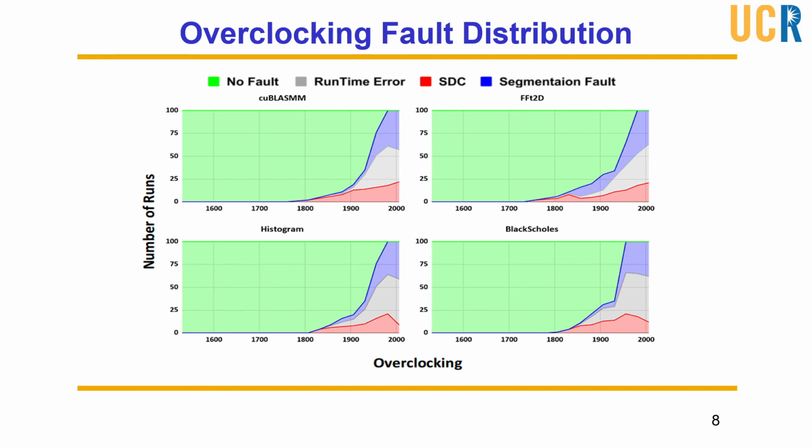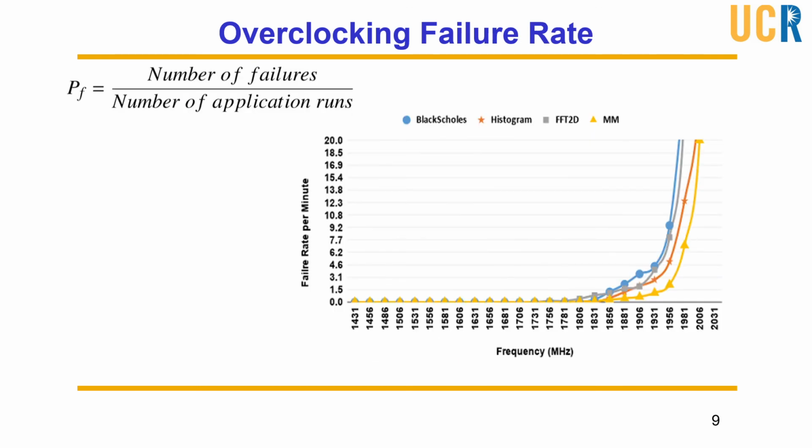Due to different activity patterns, we observe different SDC rates. For instance, MM and FFT have larger SDC rates compared to the histogram and Black-Scholes. Now, according to the results from the sensitivity analysis, we develop a realistic model to find the failure rate of the applications. PF is derived by counting the number of failures and dividing it by the total number of application runs. As shown here, we find the probability of failure for different applications as a function of overclocking level.